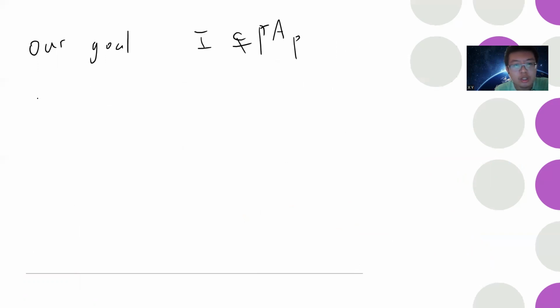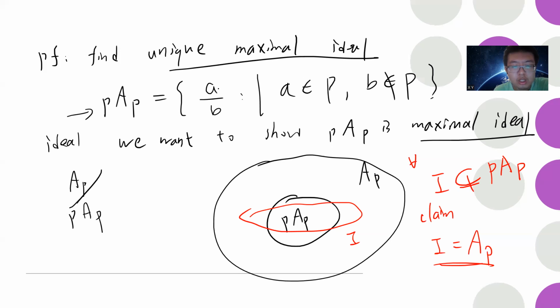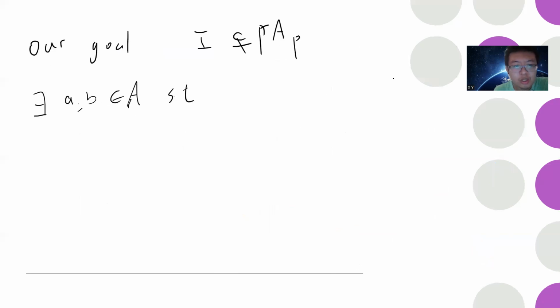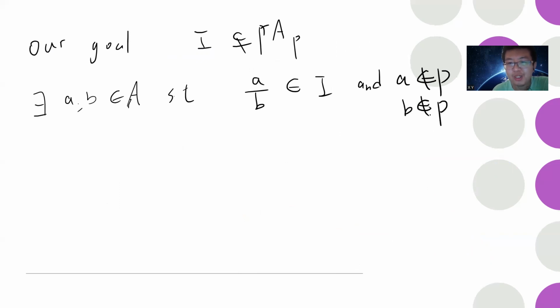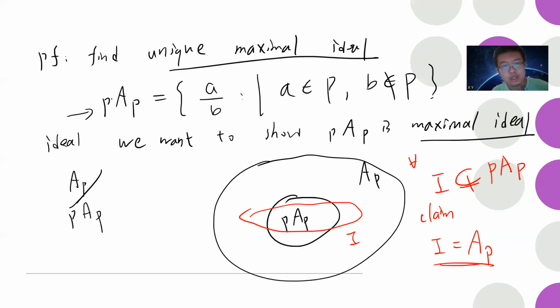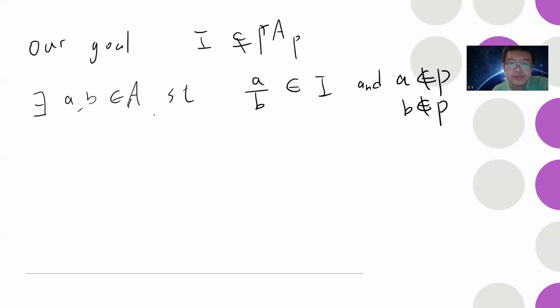Okay, so let's say we take I not contained in P A_P. So basically this tells you that there exists an element in the ring such that it is in I but not in P A_P. So remember that P A_P is a divided by b, where a belongs to P and b does not belong to P. So the only possibility is that there is a, b in A such that a divided by b belongs to I, and a does not belong to P, and b does not belong to P, right? Because if a belongs to P, then by definition you would be inside P A_P.